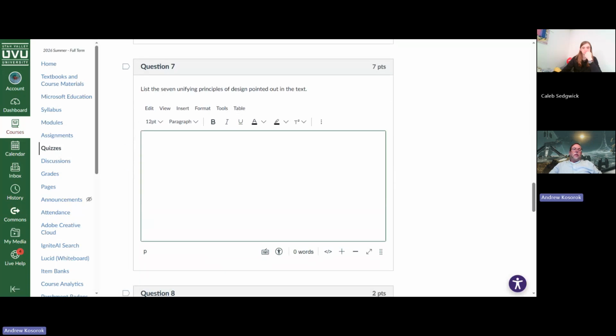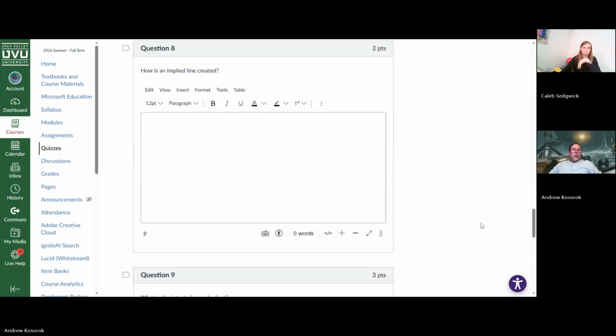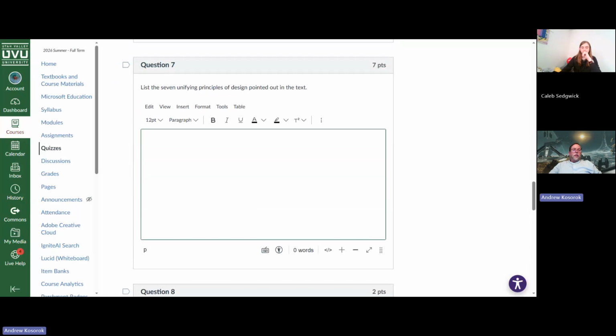And these seven unifying principles, apparently, if you do a Google search or a search on Bing, one of the seven unifying principles that it comes out with is unification, and that is not right because unification is in the title, but that's what apparently a Google search will give you. But again, these seven unifying principles are right out of the textbook.